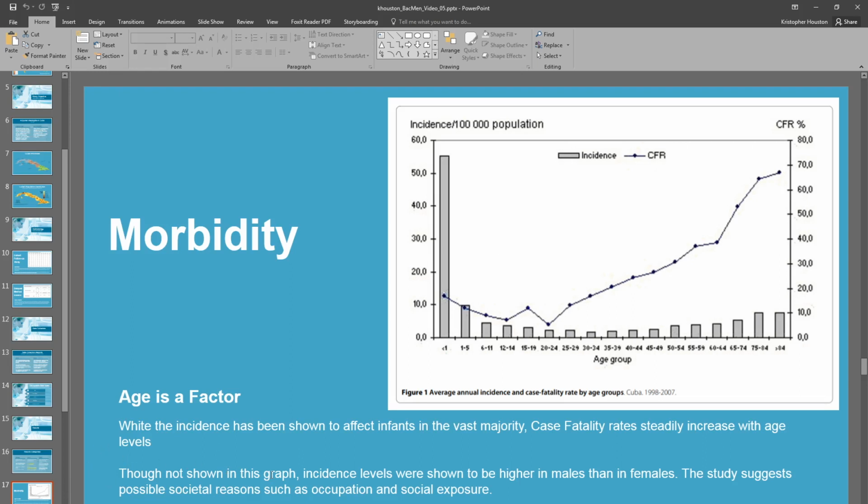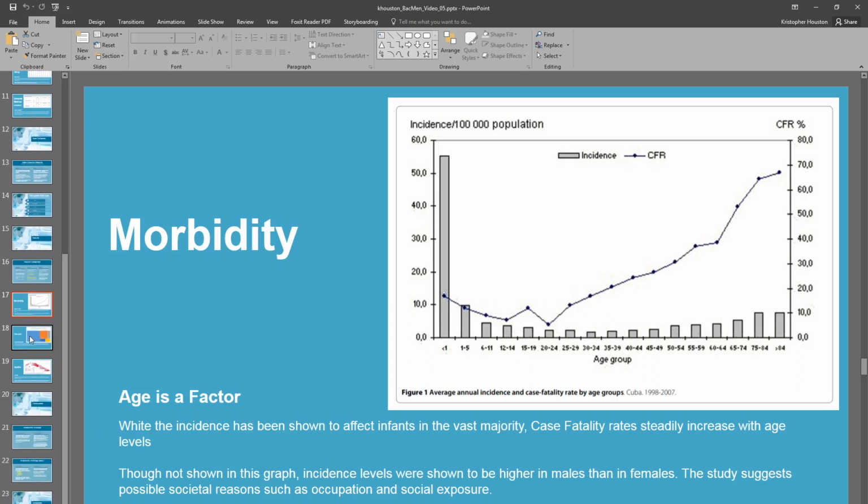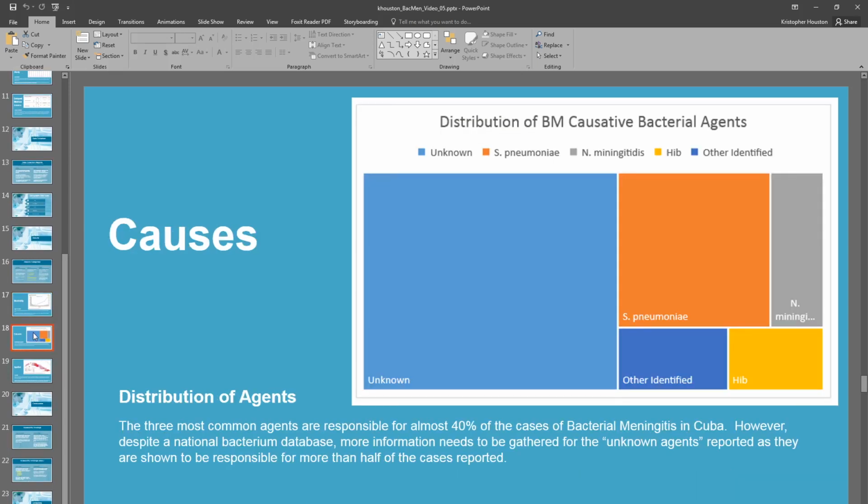I should note also that despite the fact that incidence levels were shown to be higher in males than females, actual case fatality rates were slightly higher in females. And these are other things that will need to be studied further within this study. Here's a breakdown of some of the causes, the bacterial agents that were shown. As we can see, the unknown agents here, which are not broken down any further, certainly require more investigation to determine what these are, as opposed to the other known agents for causing bacterial meningitis.